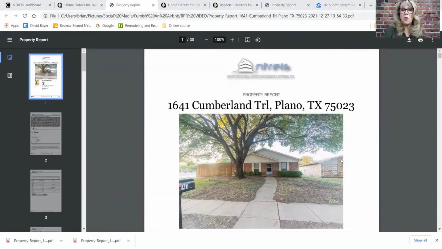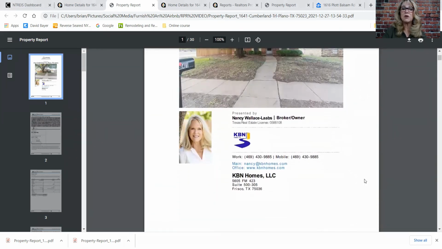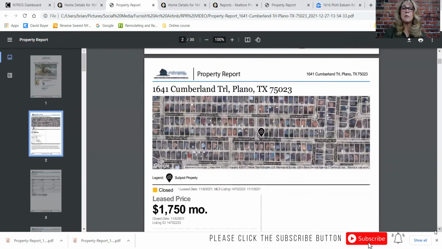Now, here's the report that I just ran on this property. It takes a couple minutes to do, and you can see this report is 30 pages long. There are other reports that I can do that are not quite as long, but this one gives you so much information. There's my profile. So your realtor has to run this for you, or you need access to the MLS.